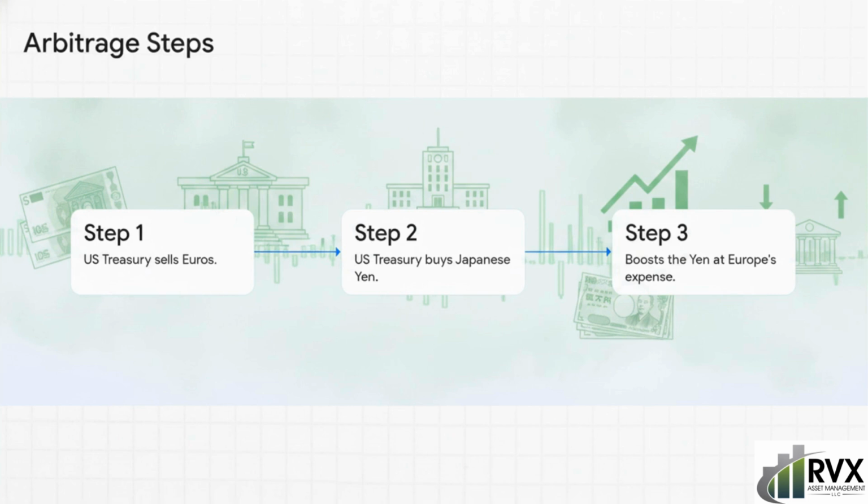Step 1. The U.S. Treasury actively enters the market and sells euros in massive quantities. Step 2. They immediately take those euro proceeds and aggressively buy Japanese yen. Step 3. The direct mathematical result is a massive engineered boost to the value of the yen, funded entirely at Europe's expense by depressing the euro. It is a highly calculated multi-leg arbitrage trade right out of a ruthless Wall Street playbook, but executed with the infinite capital weight of the United States government.